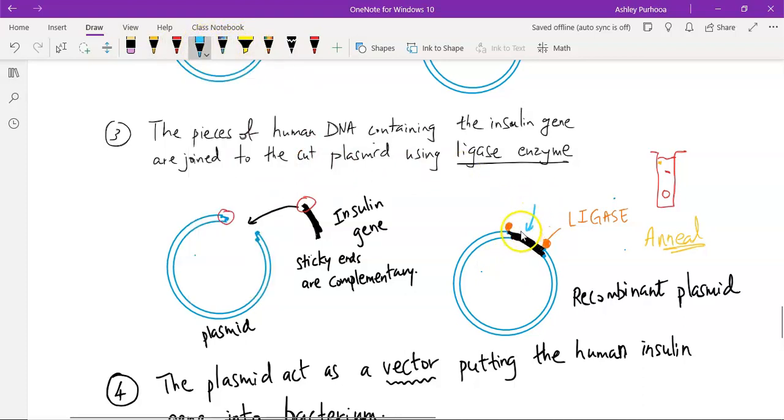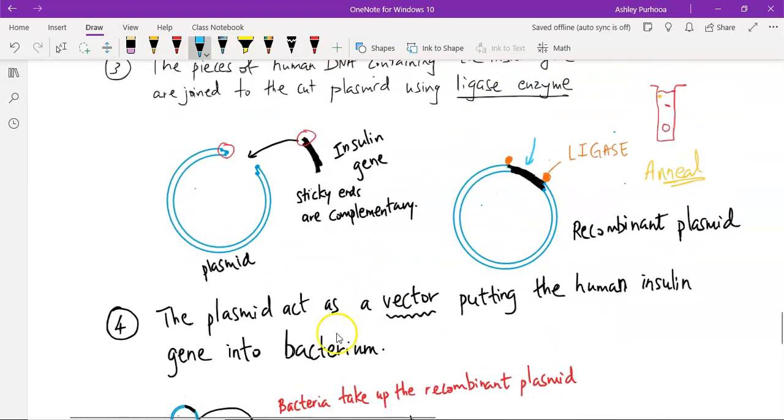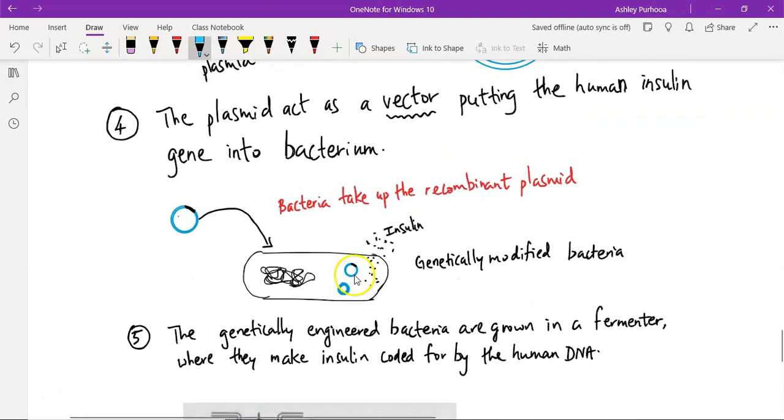Now the next step is that the plasmid acts as a vector, putting the human insulin gene into the bacterium. So we're going to take that recombinant plasmid. There's a new word for you: we describe this as a vector because it's carrying the human insulin gene into the bacterium. Obviously, there are a lot of steps in doing that, but to make it simple, we take the recombinant plasmid and we insert it into the bacteria.